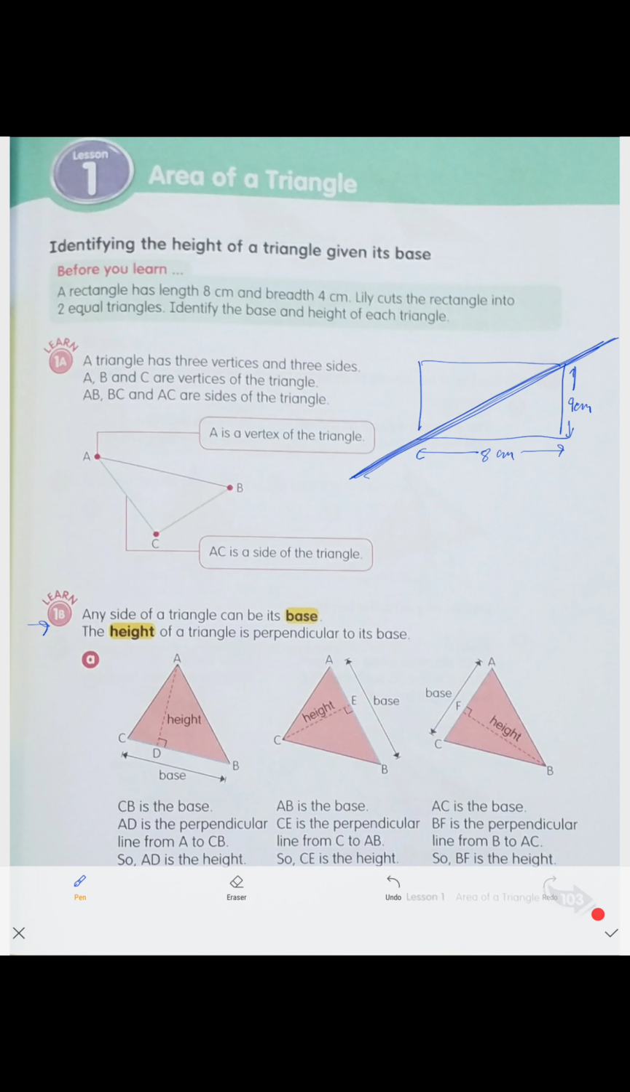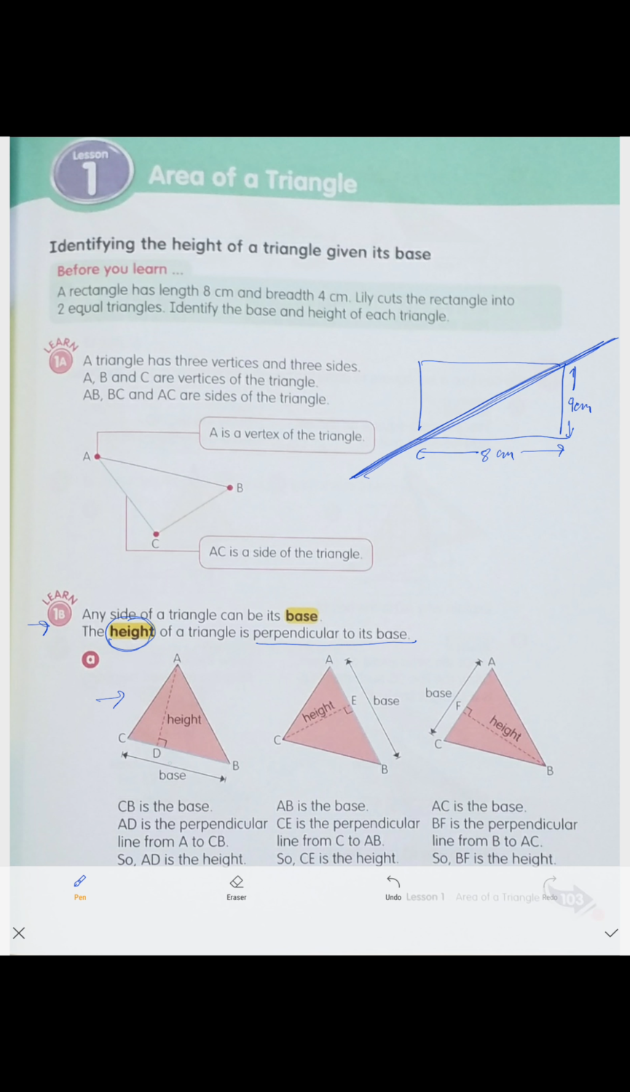Learn 1B. Any side of a triangle can be its base. We can take a triangle, rotate it in the plane, and consider any side as a base. Whereas the height of a triangle is perpendicular to its base, right? So let's take a look at this triangle. It's just a random triangle, ABC.